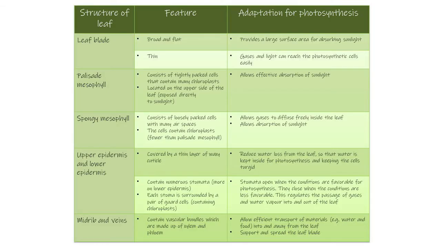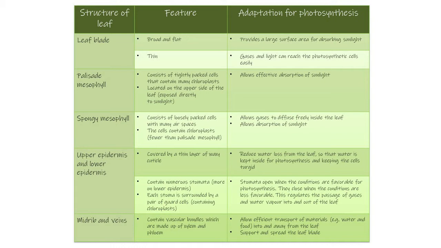This is a table showing how the structures of a dicotyledonous leaf are adapted for photosynthesis. First, the leaf blade is broad and flat, which provides a large surface area for absorbing sunlight. It is also thin, so that gases and light can reach the photosynthetic cells easily. Secondly, the palisade mesophyll consists of tightly packed cells that contain many chloroplasts located on the upper side of the leaf, exposed directly to the sunlight. This allows effective absorption of sunlight.